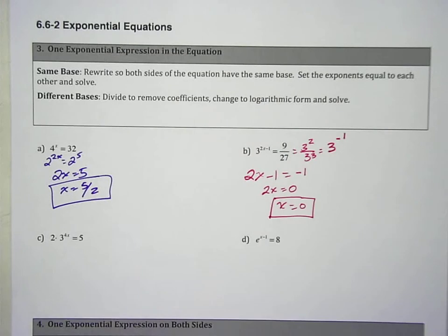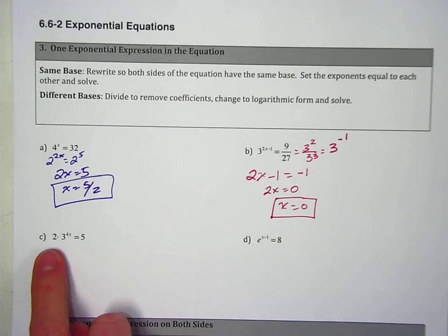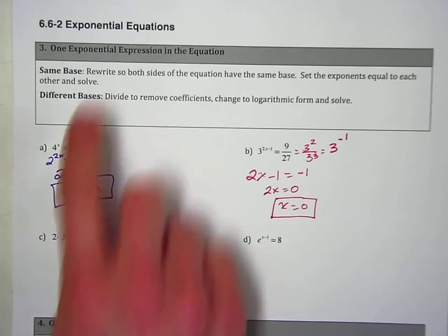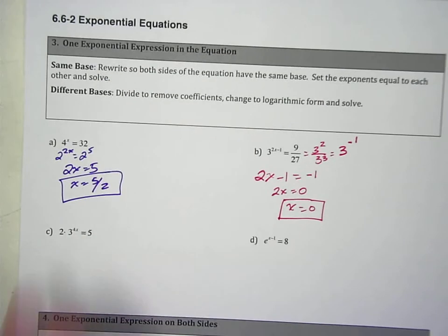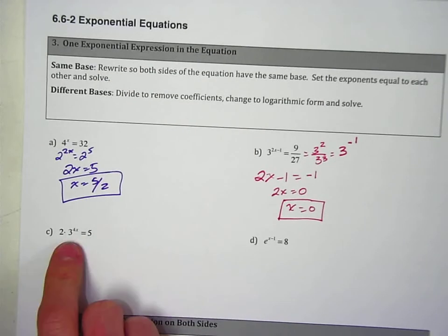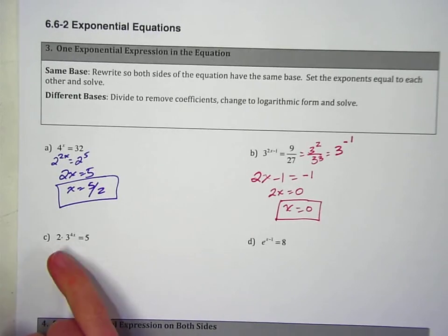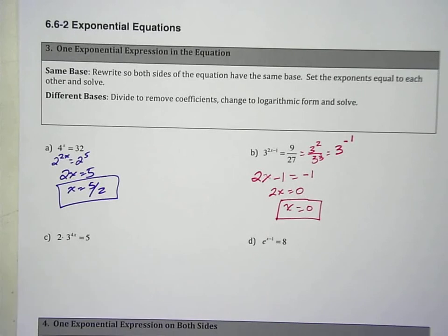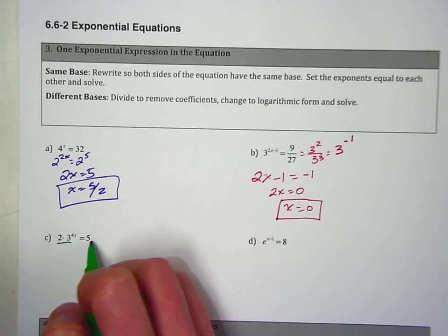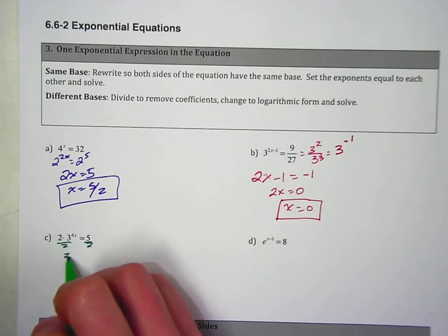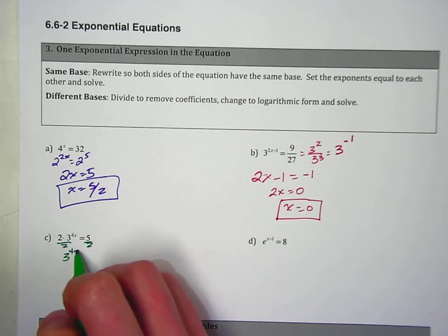Okay, then we jump to part C. And before we can start trying to rewrite both sides so that they have the same base, we actually need to get the exponential term by itself. So right now, I have twice 3 to the 4x. But 3 to the 4x, that's my base, that's my exponent. So what I need to do is first start by dividing both sides by 2 so that my exponential term is actually isolated.